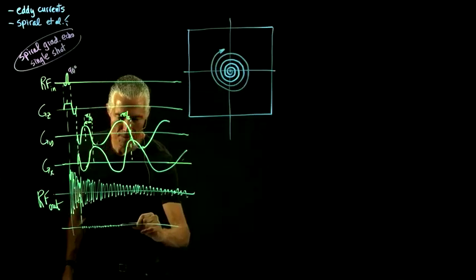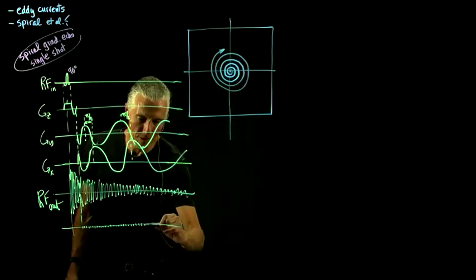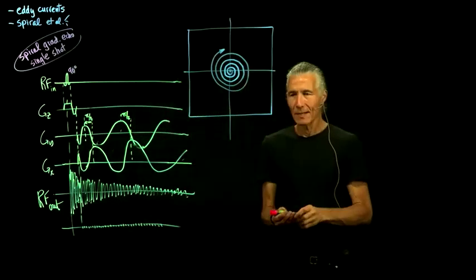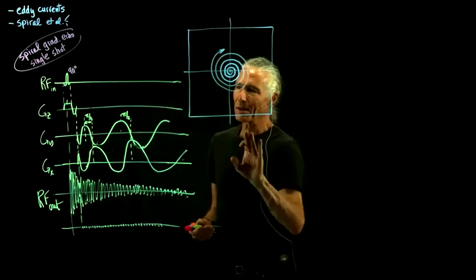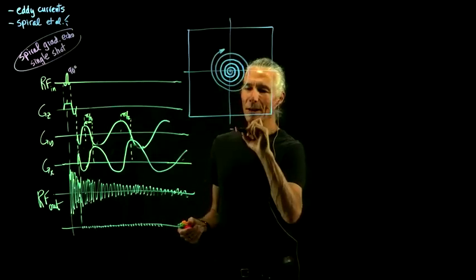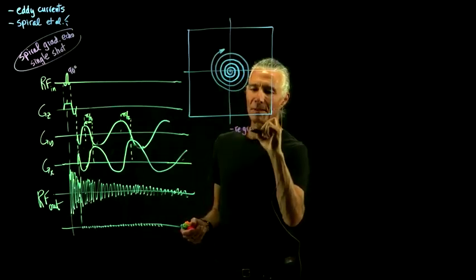Now there's a problem: it was on a spiral, and we need the data back on a grid, so we have to do what's called regridding.